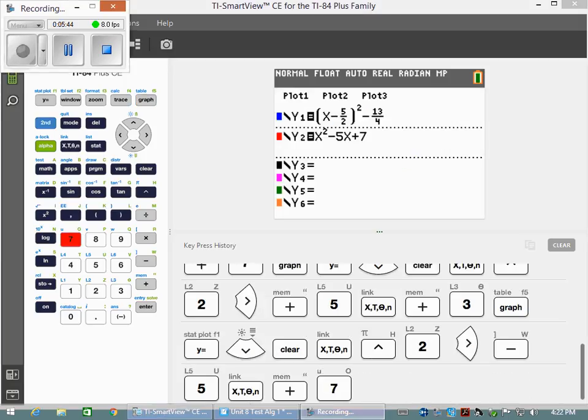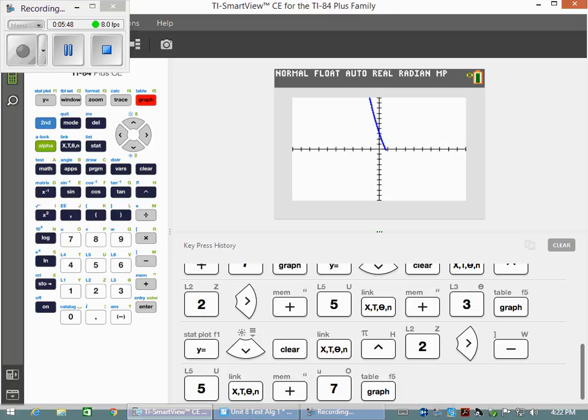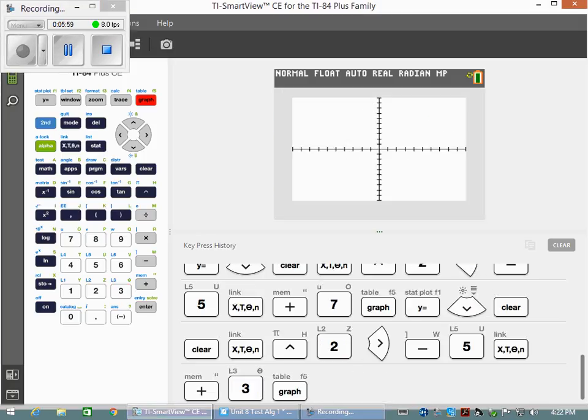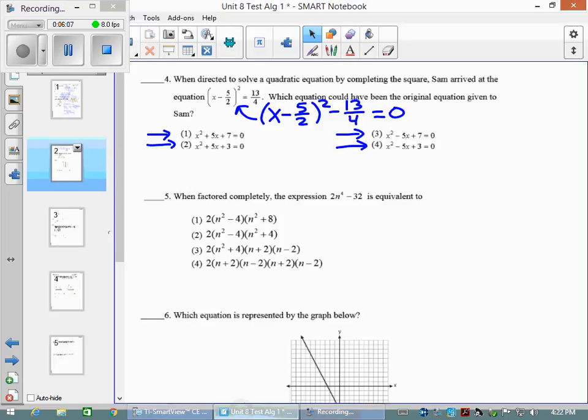Here's choice 3. Let's hit graph and see if these two graphs match up. And again, they do not. So now I know that I've narrowed it down to only choice 4, but let's just take a look at it. And finally, the answer that we know is going to be correct. Here's my original graph, and you can see that my choice 4 equation maps right on top of it. So this quadratic is equal to this quadratic, choice 4.